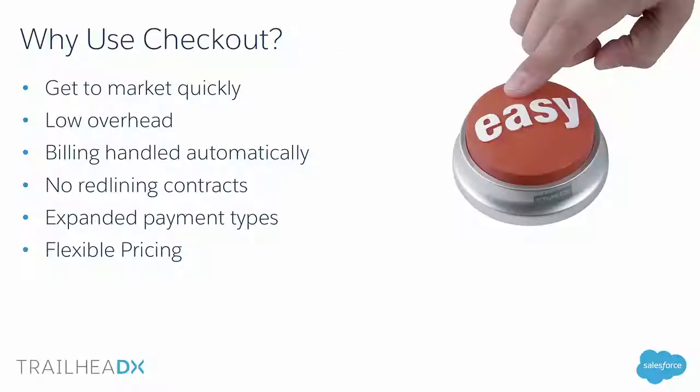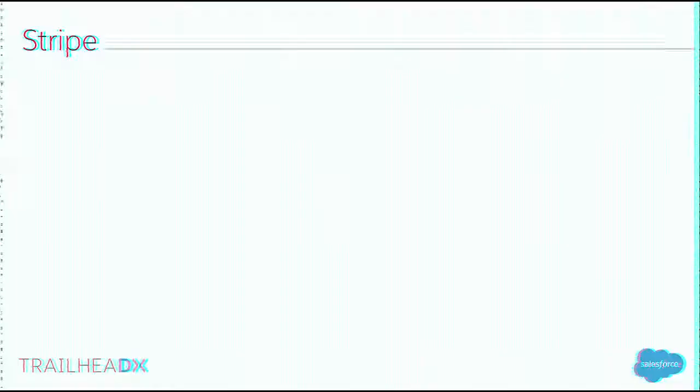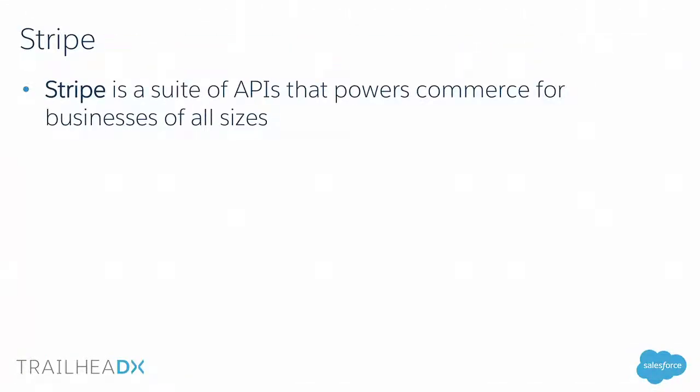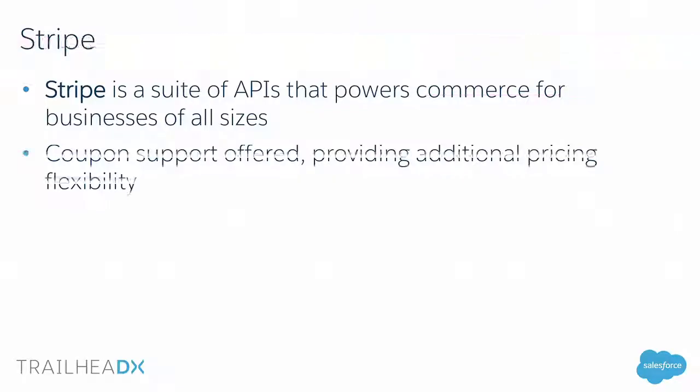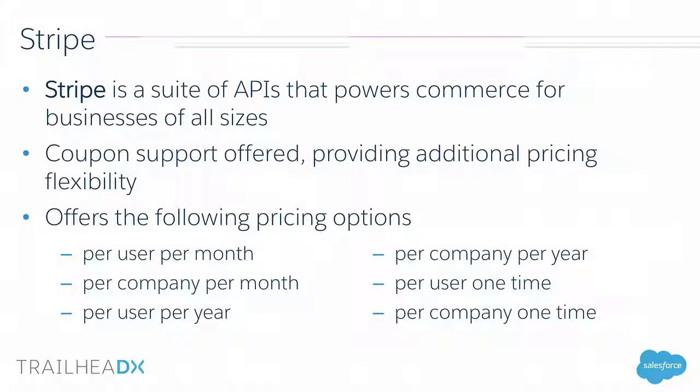So for anyone who's not familiar with Stripe, it is a suite of APIs, and this powers commerce for businesses to use. This can be smaller companies, larger companies, whoever wants the benefits of Stripe. There's coupons that are allowed to be provided, so you can offer discounting and flexible pricing to your customers. And there's also different options. So you can do either per month or per year, and you can do by user or per company, or you could do a one-time payment as well.